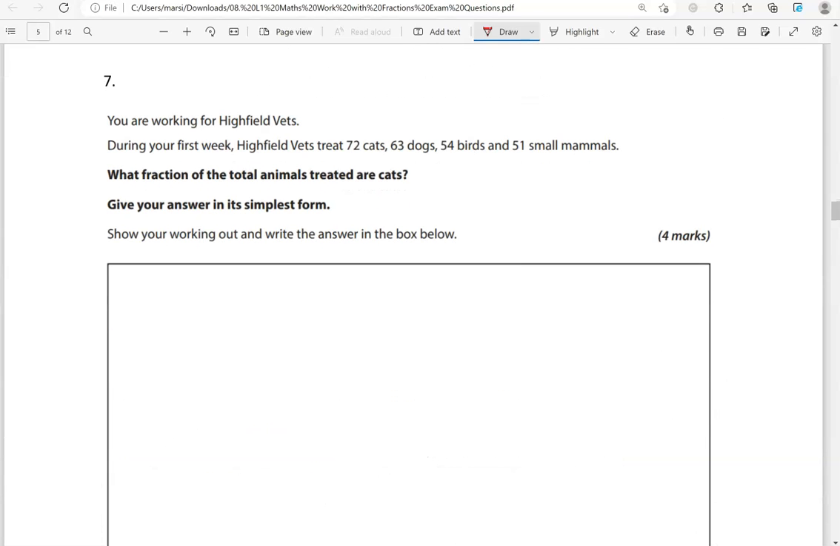You are working for Highfield Vets. During your first week, Highfield Vets treat 72 cats, 63 dogs, 54 birds, and 51 small mammals. What fraction of the total animals treated are cats? Give your answer in its simplest form, show your working out, and write the answer in the box below. So cats, that is 72 out of the total, which is 72, add 63, add 54, add 51.